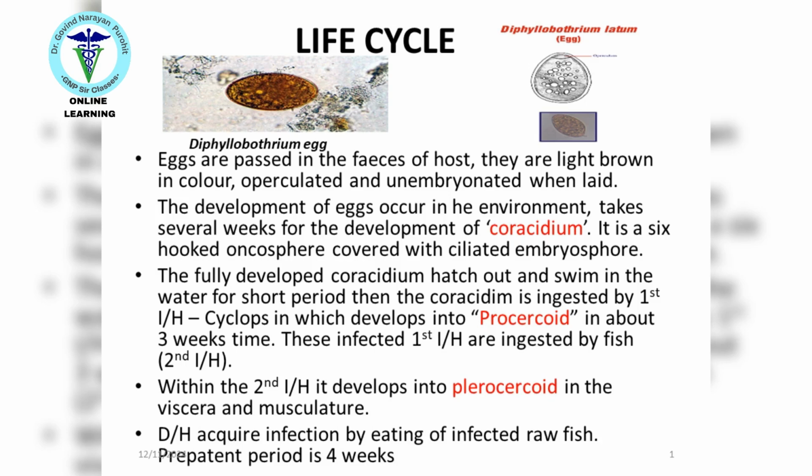Inside the cyclops, the coracidium develops into a procercoid in about 3 weeks. When fish ingest the infected cyclops, the procercoid develops into a plerocercoid within the fish's muscles. Humans or other definitive hosts acquire the infection by eating raw or undercooked fish containing the plerocercoid. The prepatent period is approximately 4 weeks.